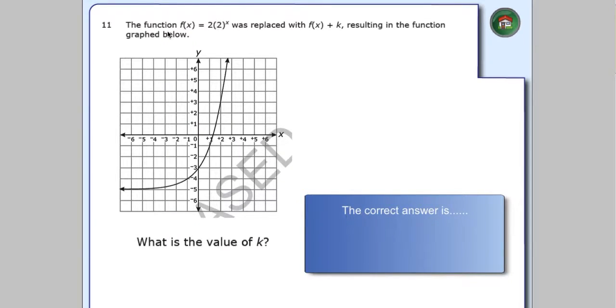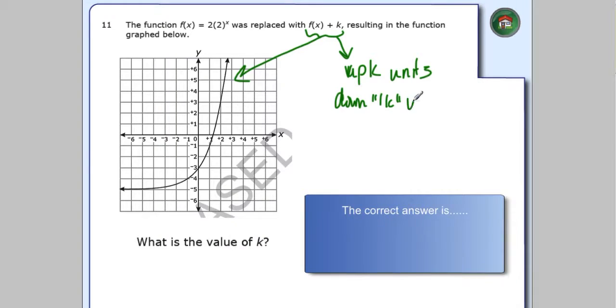So for this problem, it says the function f of x equals 2 times 2 to the x was replaced with f of x plus k, resulting in the function below. So you have to understand that this f of x plus k is this graph. So when you think of something being added to the end, you know that this is either up k units or down k units. And when I say k units, I mean whatever number that is.